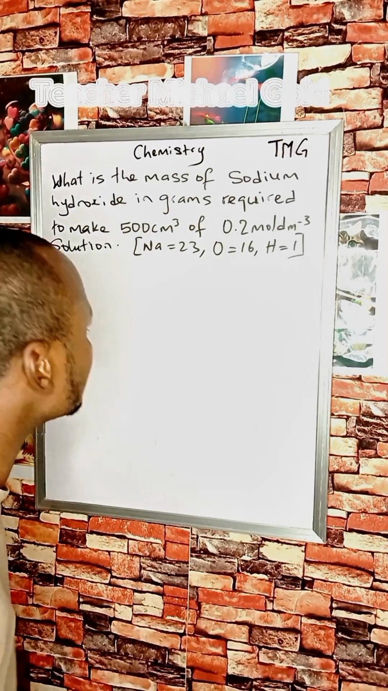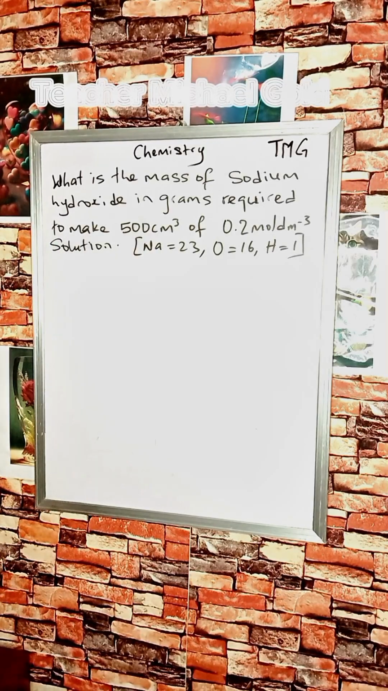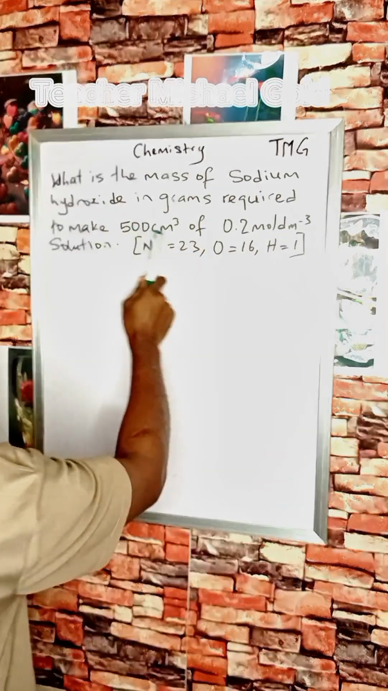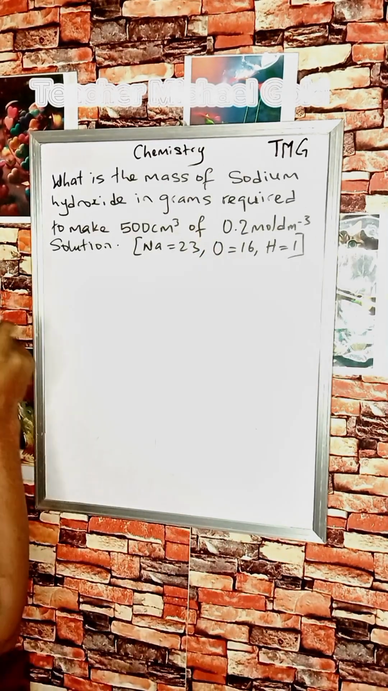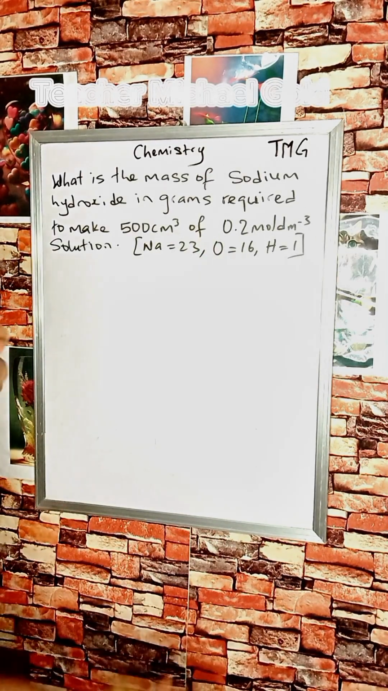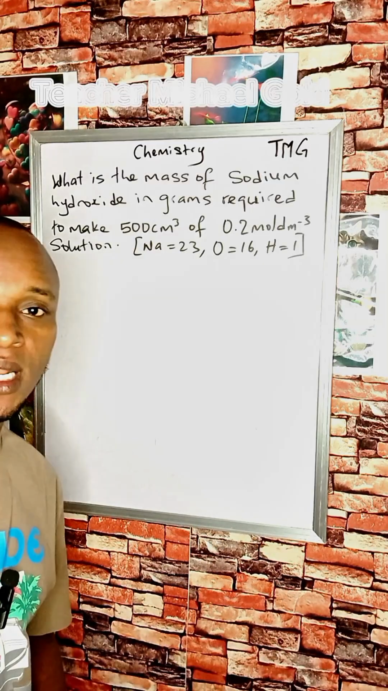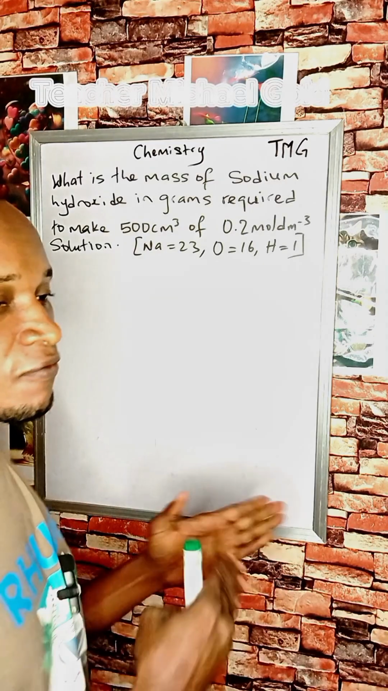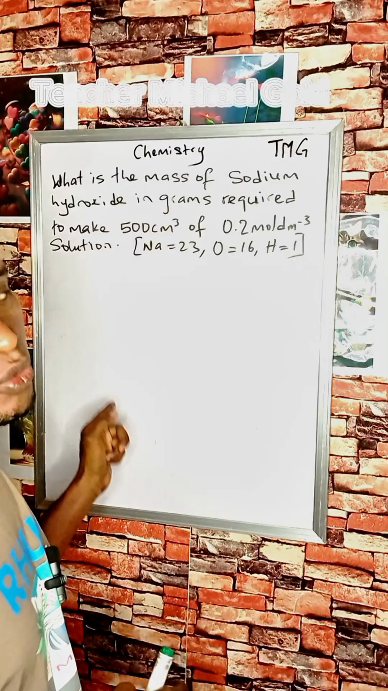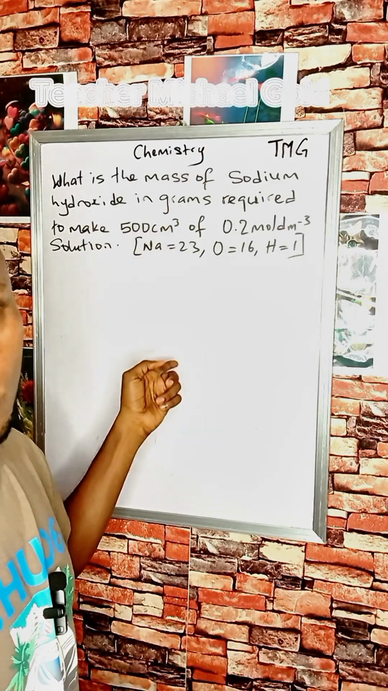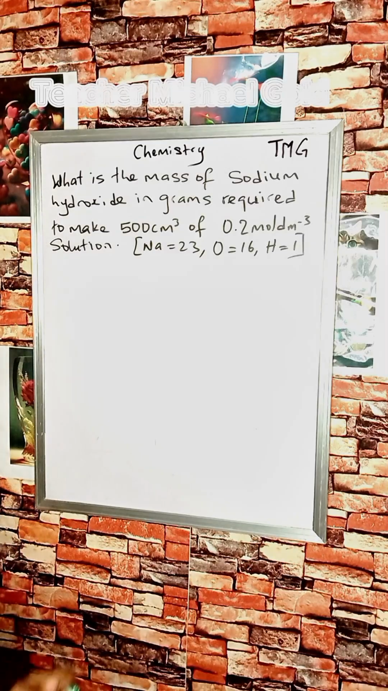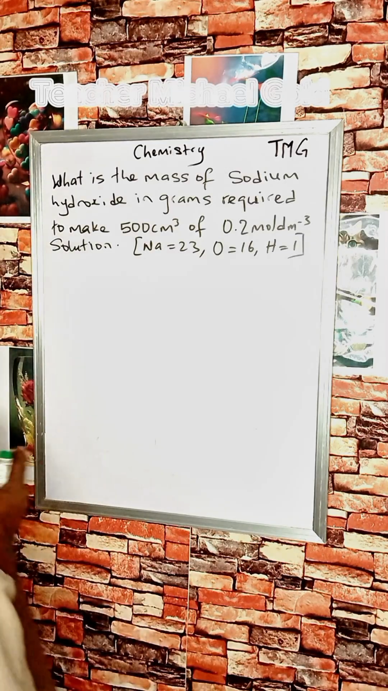What is the mass of sodium hydroxide in grams required to make 500 cm³ of 0.2 mol/dm³ solution? Now, for us to solve this question, we need to be familiar with our mass-volume relationship. Mind you, this is an old past question from NECO. So, like I said, we must be familiar with our mass-volume relationship.